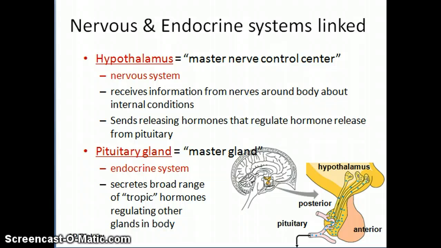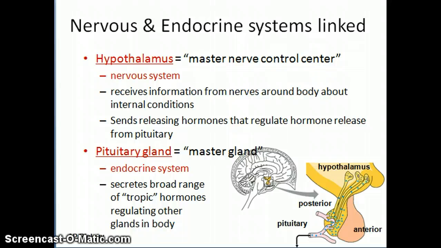because it actually is part of the nervous system, and it receives nerve stimuli, which is information from around the body about what's going on in the body. So it's taking the measure of different internal conditions. And then it, in turn, will make a couple of hormones, or send releasing hormones, that will regulate more hormone release from the pituitary.